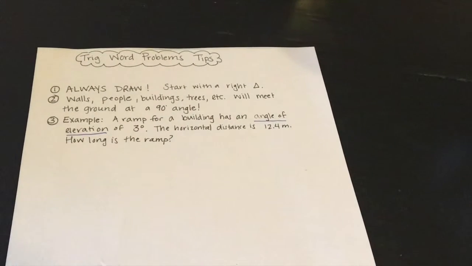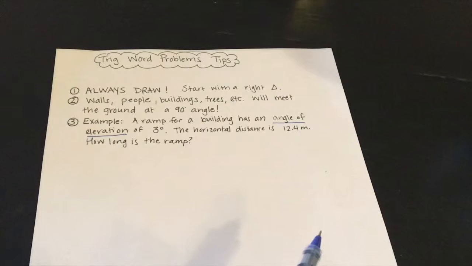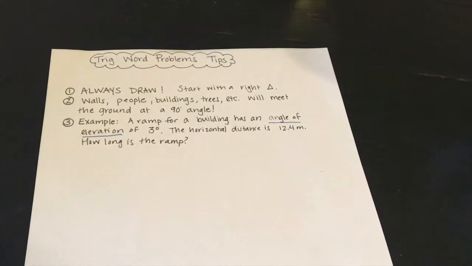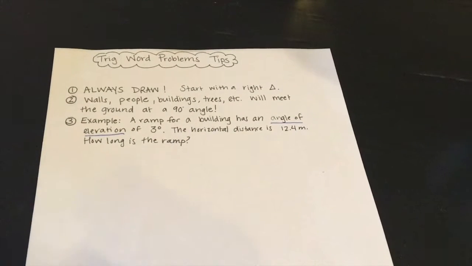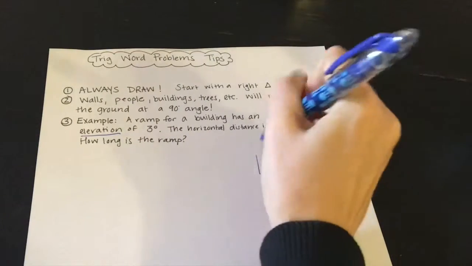Okay, so here's our example. A ramp for a building has an angle of elevation of 3 degrees. The horizontal distance is 12.4 meters. How long is the ramp? So I'm going to have a right triangle. I can't use trig if I don't have that.